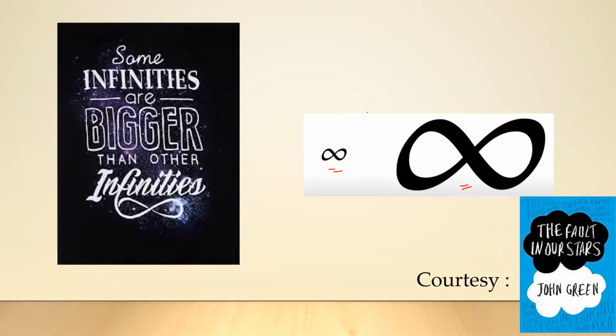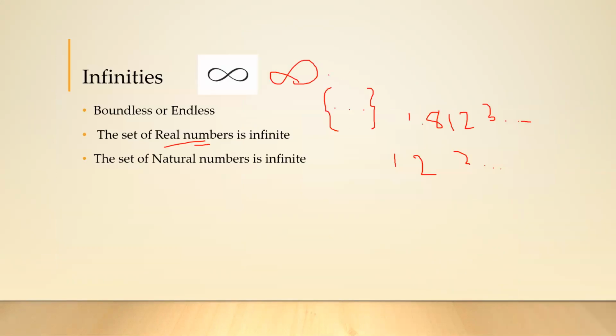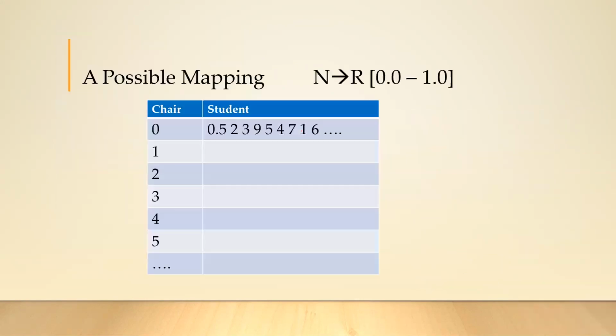Anyway, in this particular novel, they talk about this: some infinities are bigger than other infinities. So you have two infinities. I'm talking about the set of real numbers and the natural numbers. So when you say infinite, it is not always the same infinite. I can say that some infinities are greater than the other infinities. So let's think about a possible mapping. Let's try to prove that some infinities are greater than other infinities.